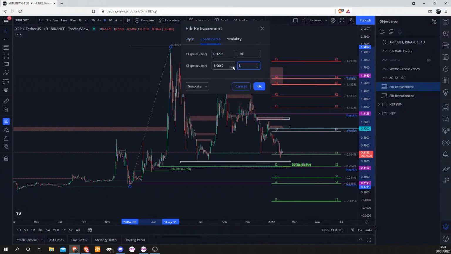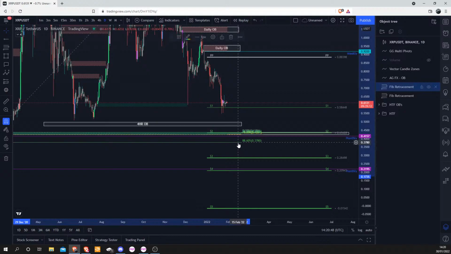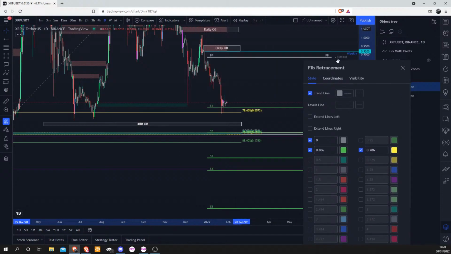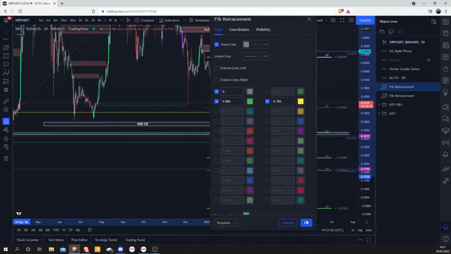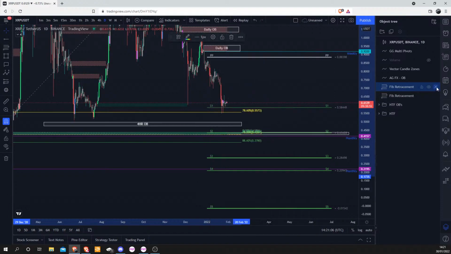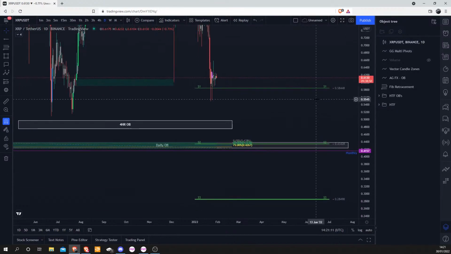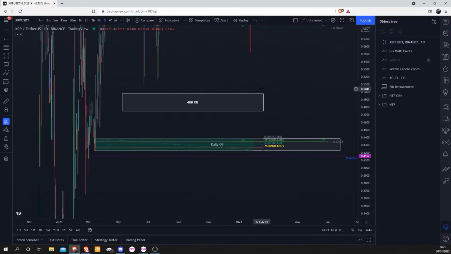For me, once we've lost the 786, I don't really. Where would the 786? Yeah, that's too high. Oh yeah, we've already bounced on the 786. So again, it's not the be all and end all. I'm not a massive fib fan, not with alts anyway. I don't really see much. Yeah, I have success trading pivots and order blocks and higher time frame levels.